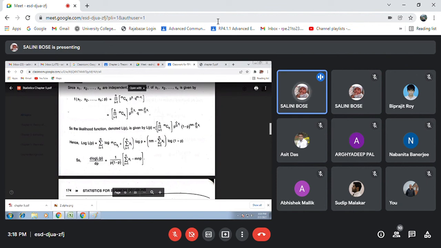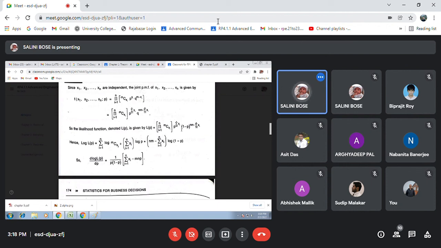Log of this plus log of P to the power summation of i equal to 1 to n of xi, plus log of 1 minus P to the power nm minus summation of i equal to 1 to n of xi. Just do it. How can you do it? When we are working with logs, we can take it in terms of summation.